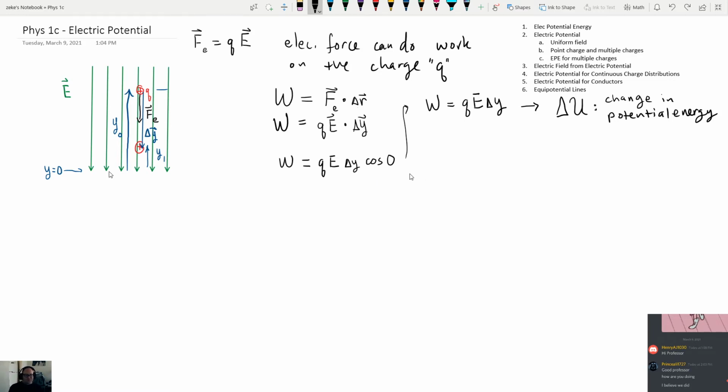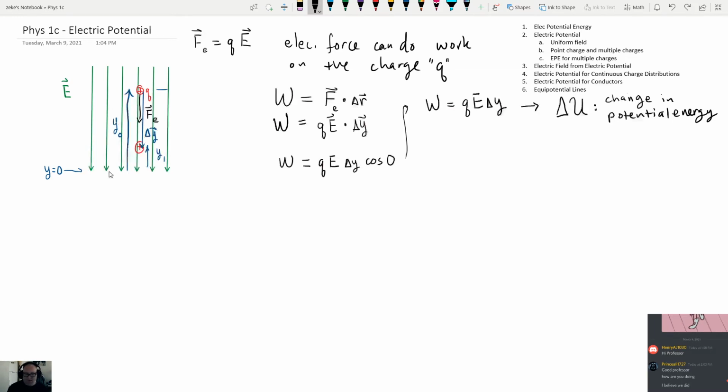Because the electric field is a conservative force, we can define a change of potential energy, and there's a direct connection between the work done by the force and that change of potential energy. Does anyone know what the connection is? How is this work related to the change of potential energy? Okay, if you don't remember, I'll give you an example to help you understand how it works.